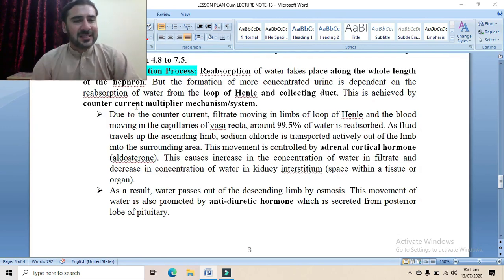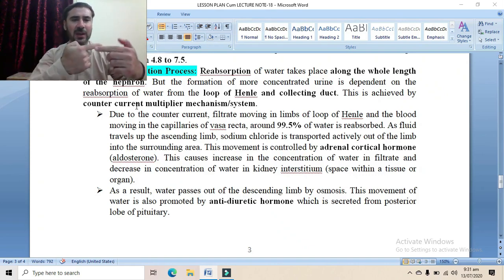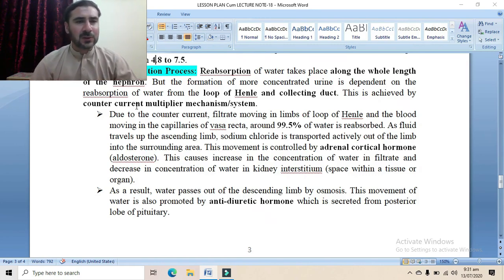Counter-current means the movement of materials through energy both ways, in opposite directions. So this is counter-current, the movement of material through the use of energy in opposite direction. This counter-current process will take place and it will multiply the process. Multiply the process of what? The process of reabsorption, because in this case the concentrated urine will be formed.